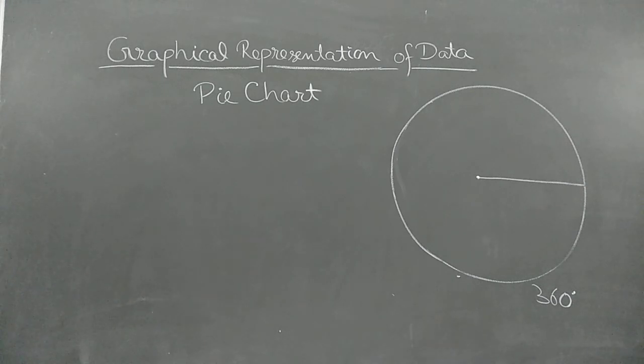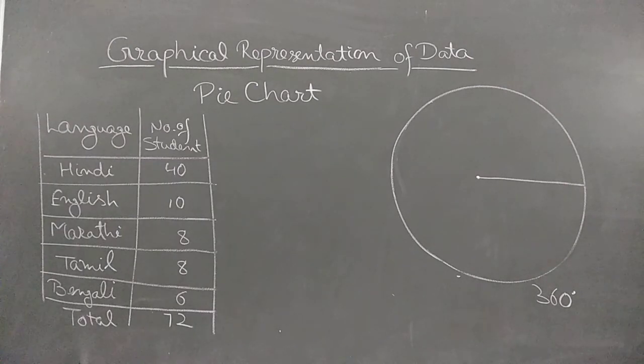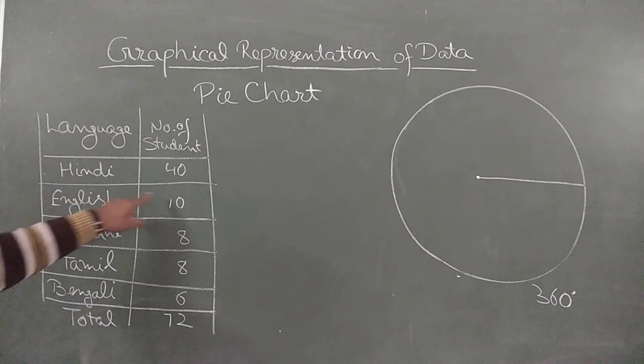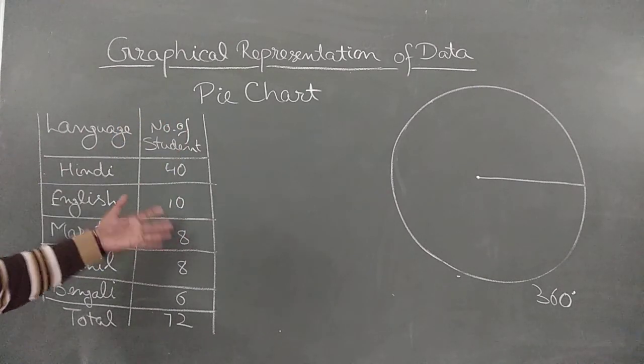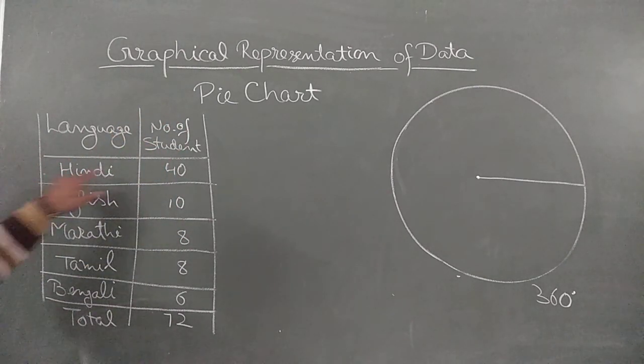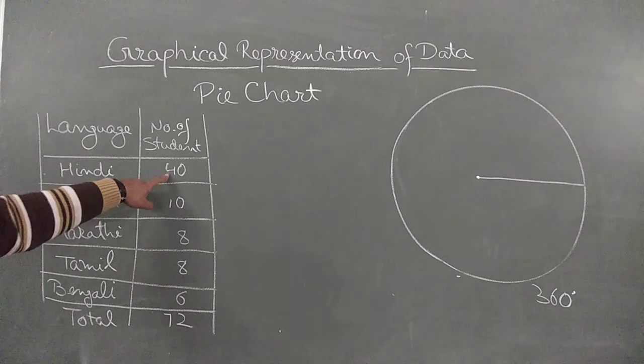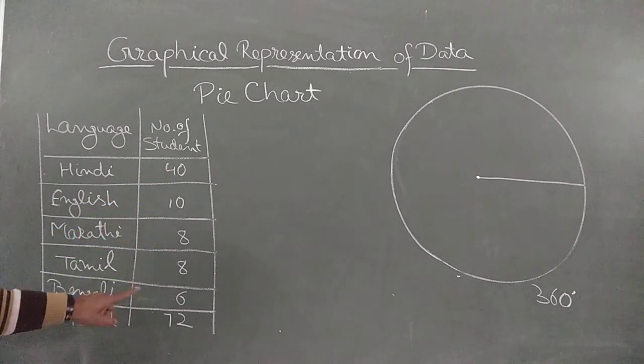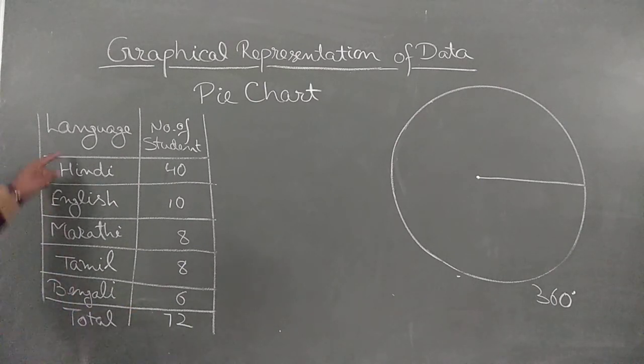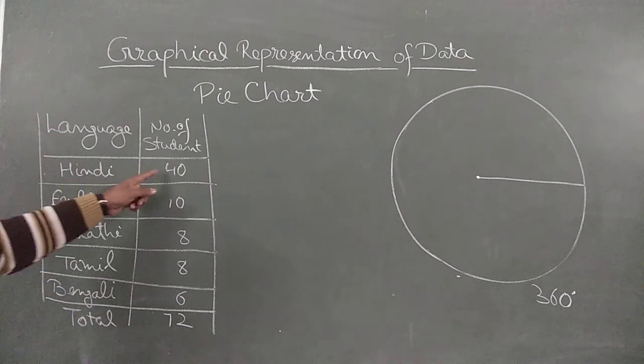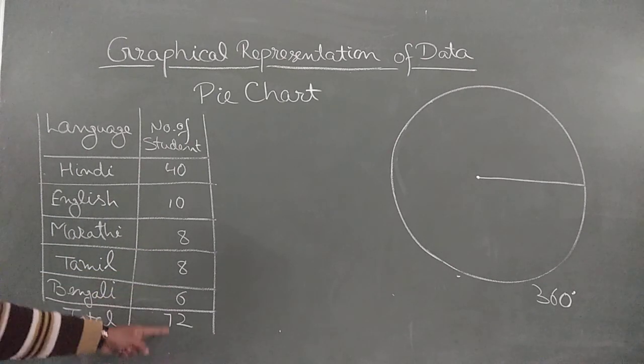So how do we represent a pie chart? For this we need some data. So let me draw the data. Here it's data about the number of students who know the languages. In this case, Hindi is known by 40 students, English by 10 students, and the other languages are 8 and 6, and so on. These are 5 languages. The total number of students in this set of data is 72.